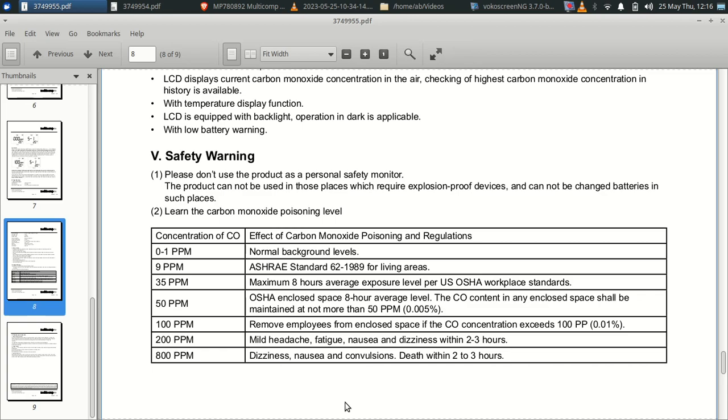So we understand that the carbon monoxide is produced in the living areas. The high concentration of it causes death, and it's toxic to humans.